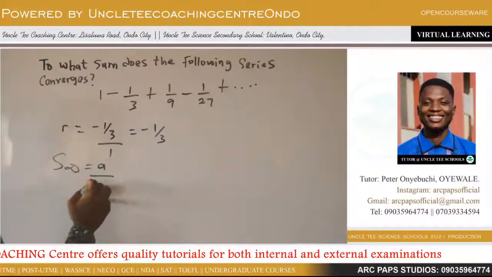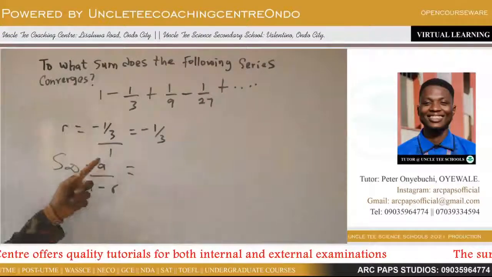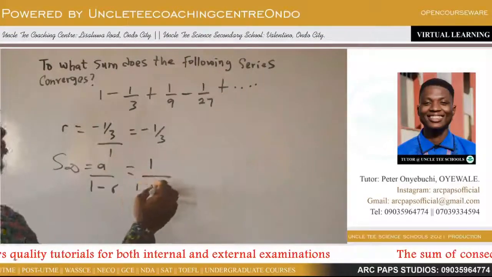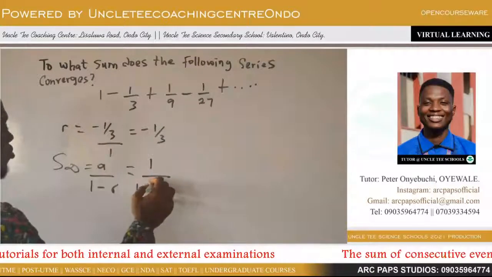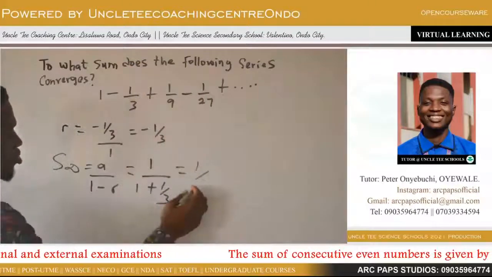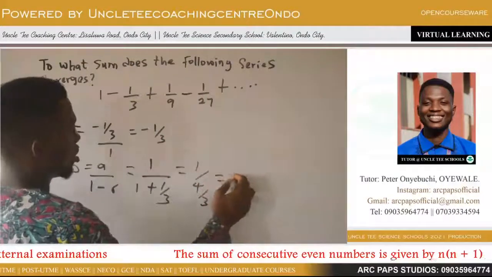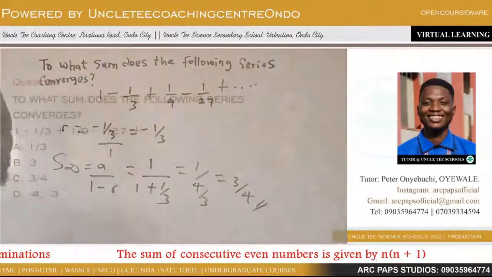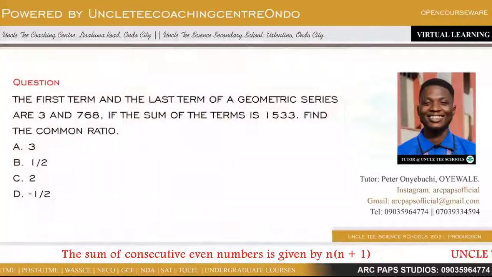Now we know that the sum to infinity is given by A over 1 minus R. Our A is 1, over 1 minus our R, which is -1/3, so this will be plus 1/3. So 1 over 1 plus 1/3, that is 1 over 4/3. The reciprocal of 4/3 is 3/4. So that will be the answer to that question.